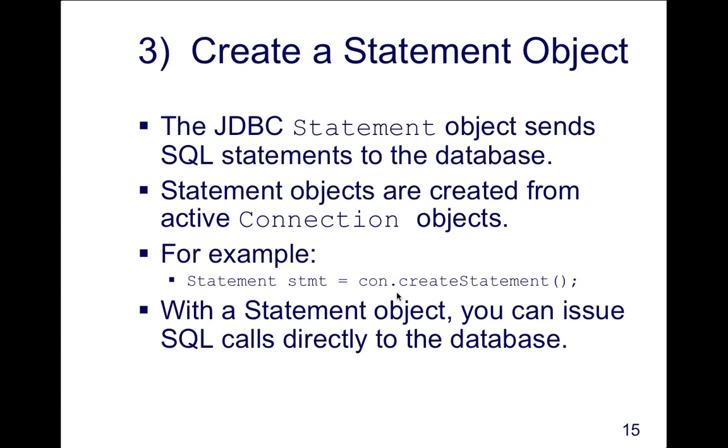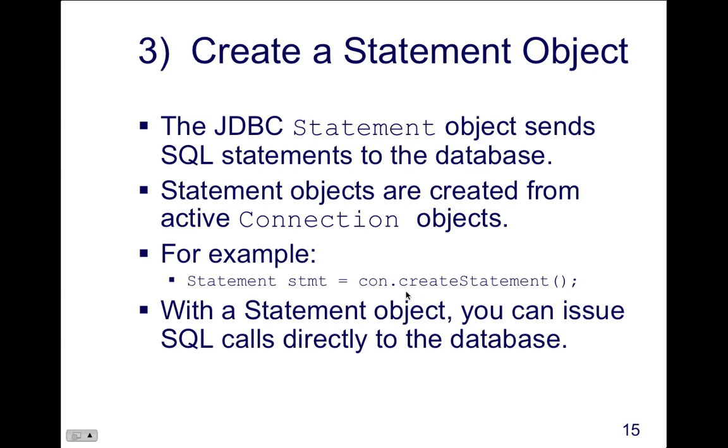And now we're going to create a statement object, because we have to have an object that represents the statement regardless of what we're going to do with it, whether we're going to execute an update or we're going to execute a query. So the JDBC statement object sends the SQL statements to the database, and we are going to connect from an active connection object. So for example, statement, we have con for our connection. So we have connection con. This is why it's labeled this way. It helps you. con.createStatement is going to create a statement object.